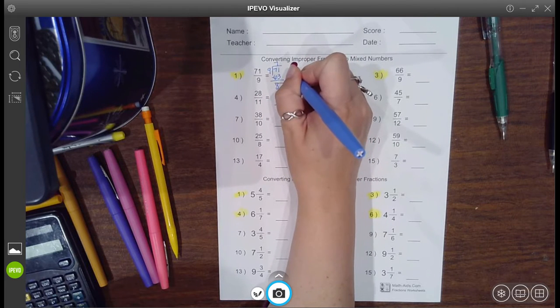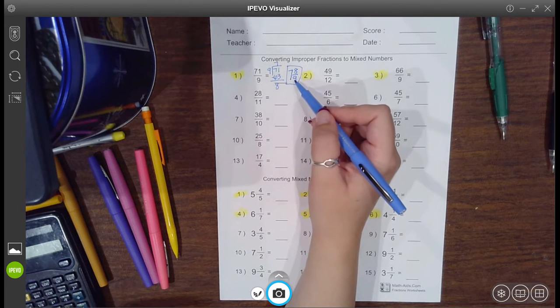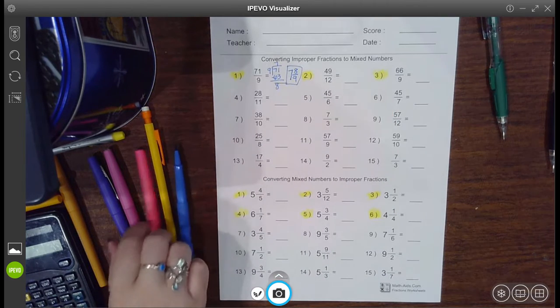So your answer is the whole number of 7, and then you put your remainder, 8, over what you divided by, 9. So 71 over 9 is the same thing as 7 and 8/9 because 9 goes into 71 7 times and has a remainder of 8.